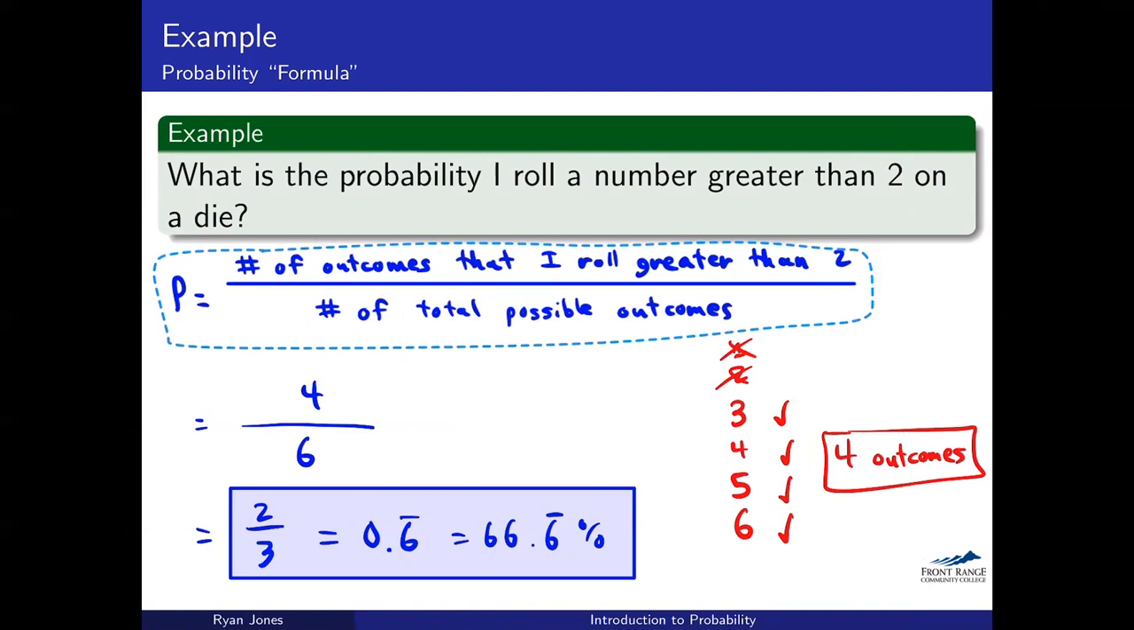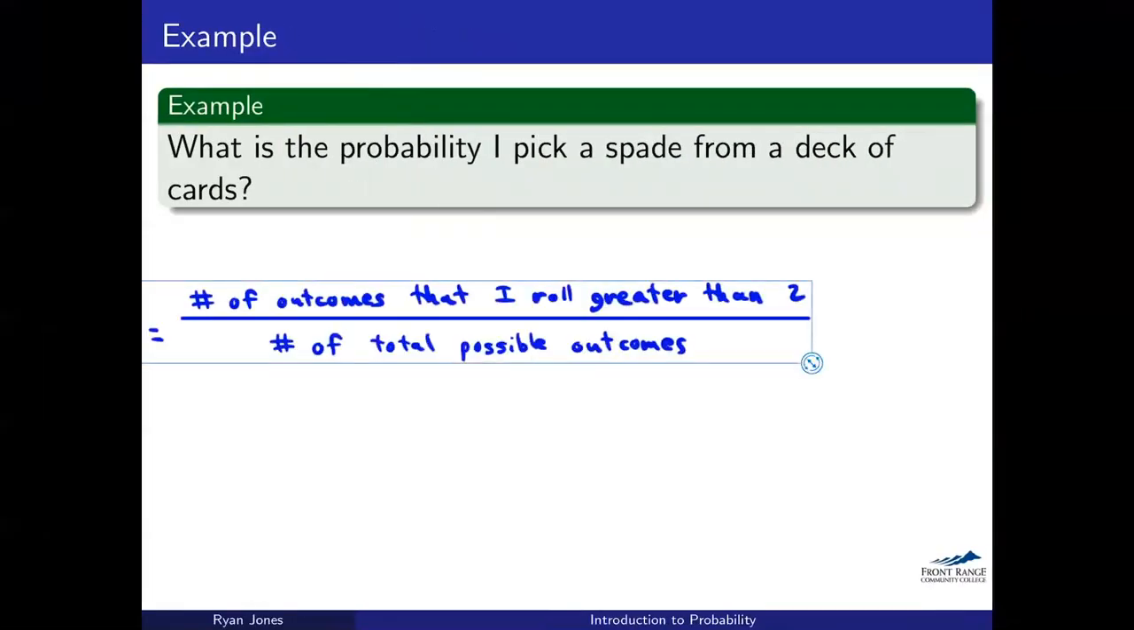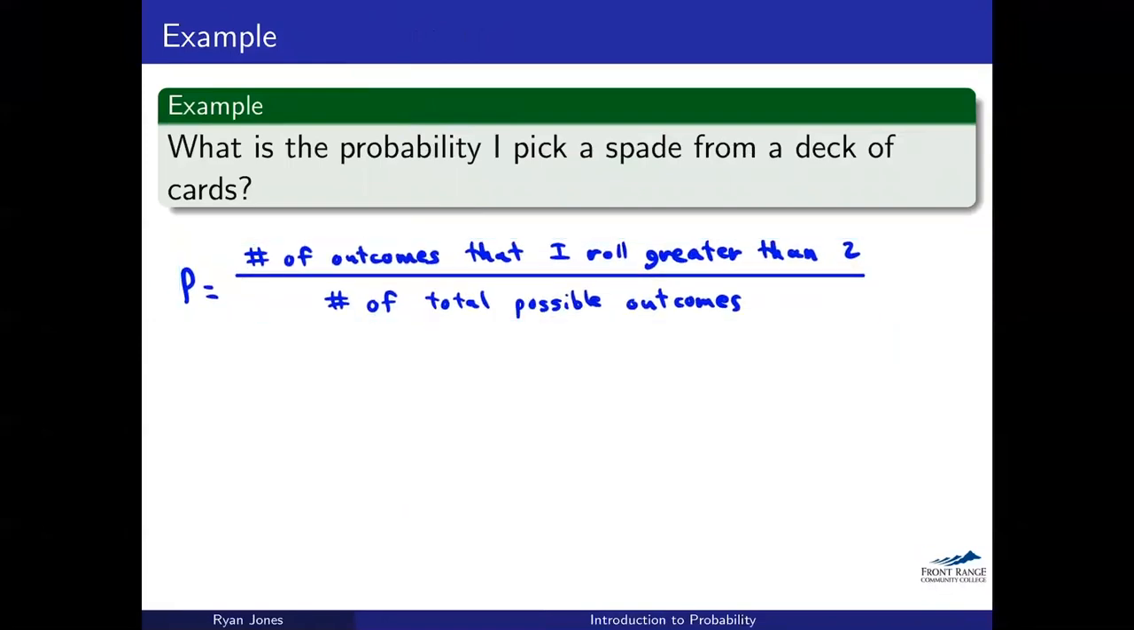Give me a second, copying that. Let's actually paste this over here. So P is the number of outcomes that I pick a spade.